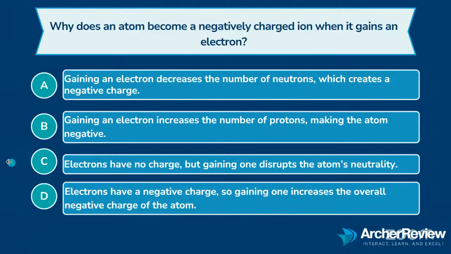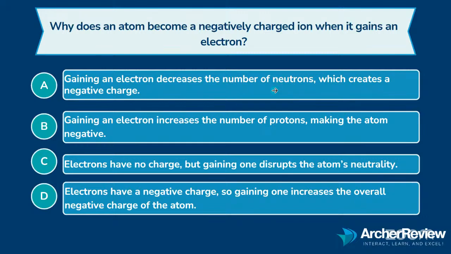So let's take a look at our other answers. A, gaining an electron decreases the number of neutrons, which creates a negative charge. What's wrong with this one is the statement, decreases the number of neutrons. If you gain an electron, that has zero impact on the number of neutrons, and that's what's wrong with that.